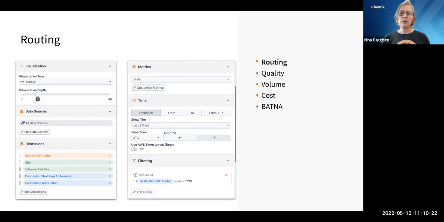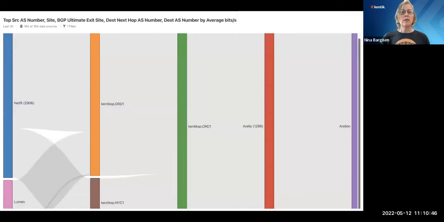For the first query that we do, we filter to the destination AS number. For this example, we have picked 1299, Arelion, or Telia as they were known before. The data in this example is demo data, so it's fake data. So we just picked this AS number. Let's look at the result. It's coming out as a Sankey diagram. I love those. There's so much information in them.